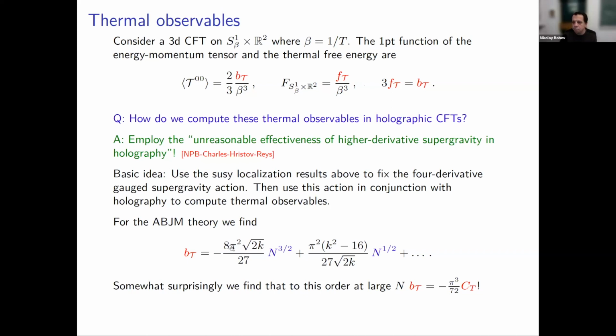The leading term was actually computed by Arkady 27 years ago, I think. But the subleading term, we were able to do that.